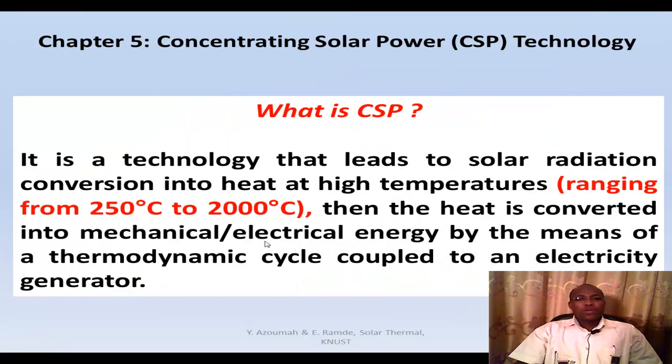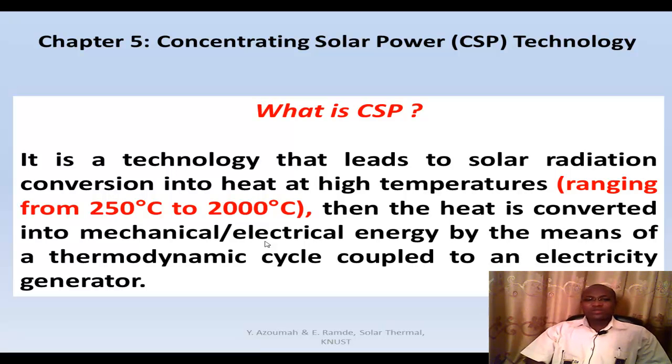So, what is CSP? In fact, CSP is any technology that could lead to solar radiation conversion into heat at higher temperatures, ranging from 250 degrees Celsius to 2000 degrees Celsius. And then the heat is in turn converted into mechanical or electrical energy by means of a thermodynamic cycle coupled to an electricity generator.